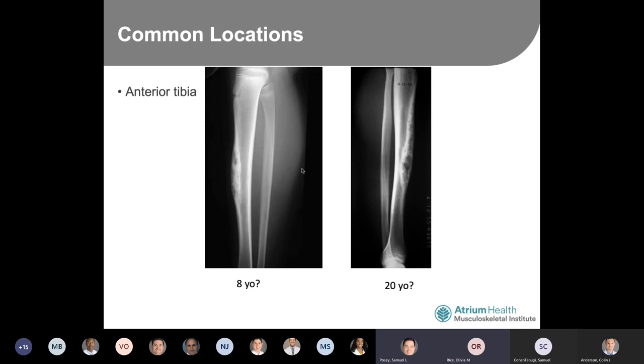So, I guess in terms of differential, you think of malignant versus non-malignant. So starting with the non-malignant, could always be an infection. Less likely given that he doesn't have any B symptoms, and his symptoms have been going on for a longer period of time, but it could be an indolent infection. In terms of malignant, like a periosteal osteosarcoma.